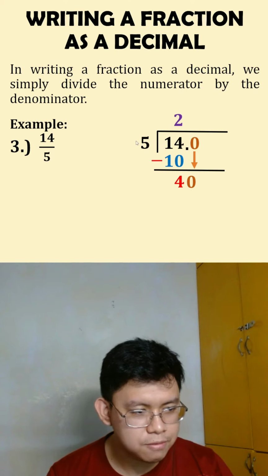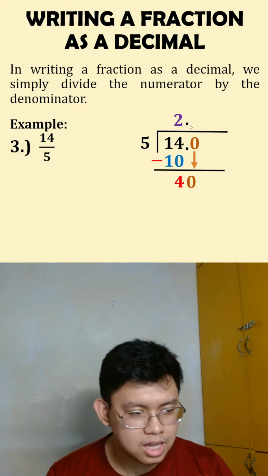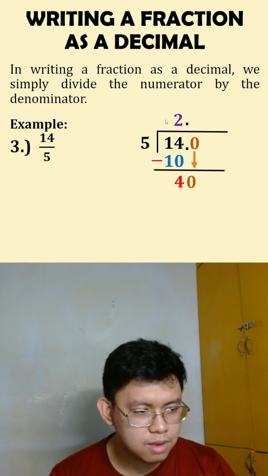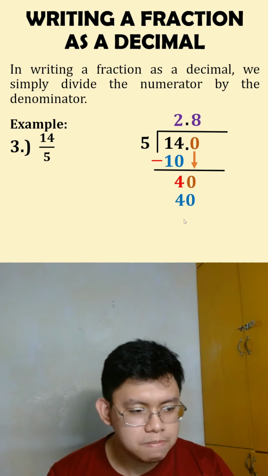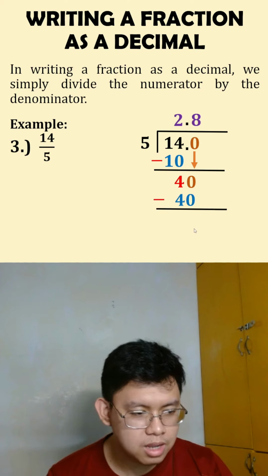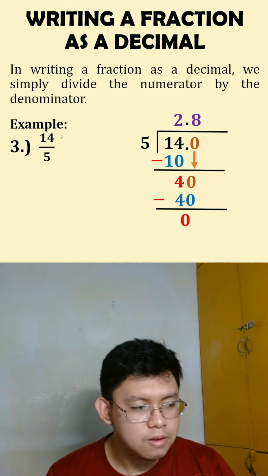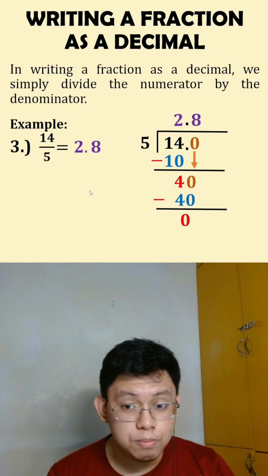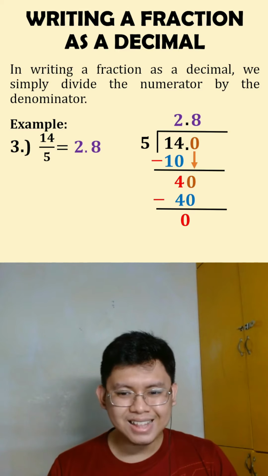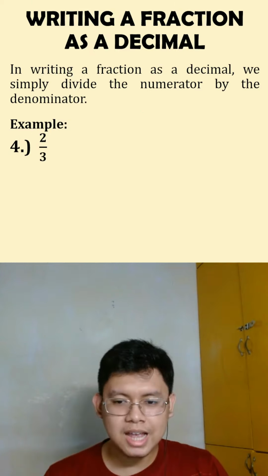40 divided by 5, that will give us, gawa muna tayong decimal point dito sa taas. So, 40 divided by 5 will be 8. So, 8 times 5 is 40. Then, subtract natin. 40 minus 40 is 0. So, yung decimal form netong fraction na to will be 2.8. And that's it. Tada! Alright. So, let's have this example.